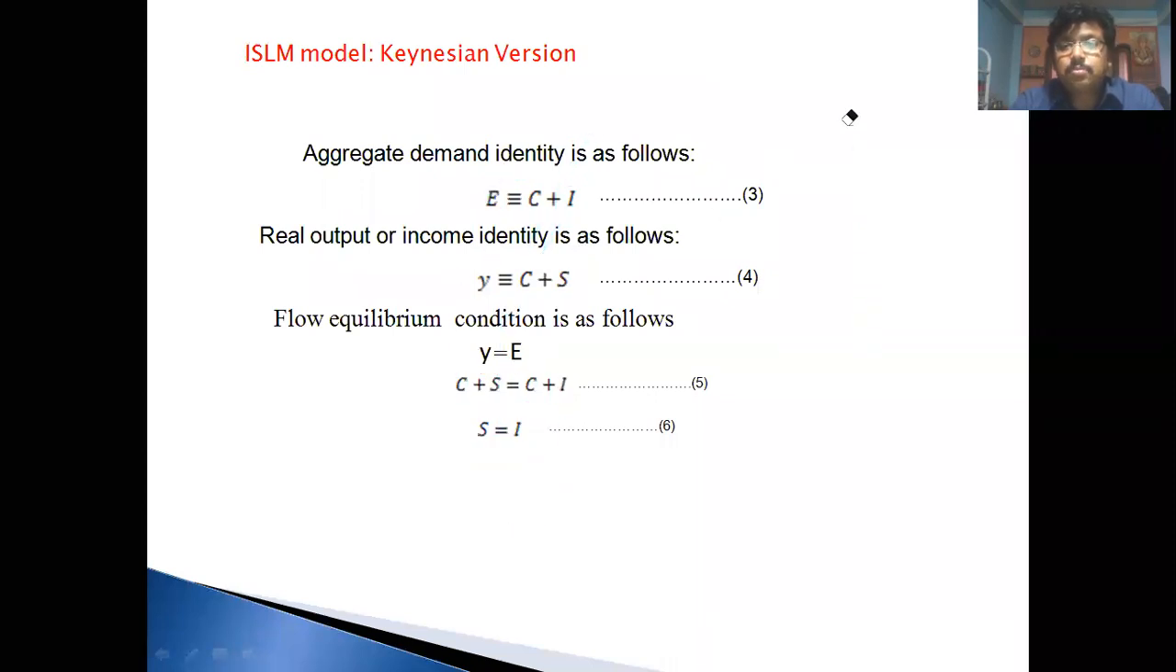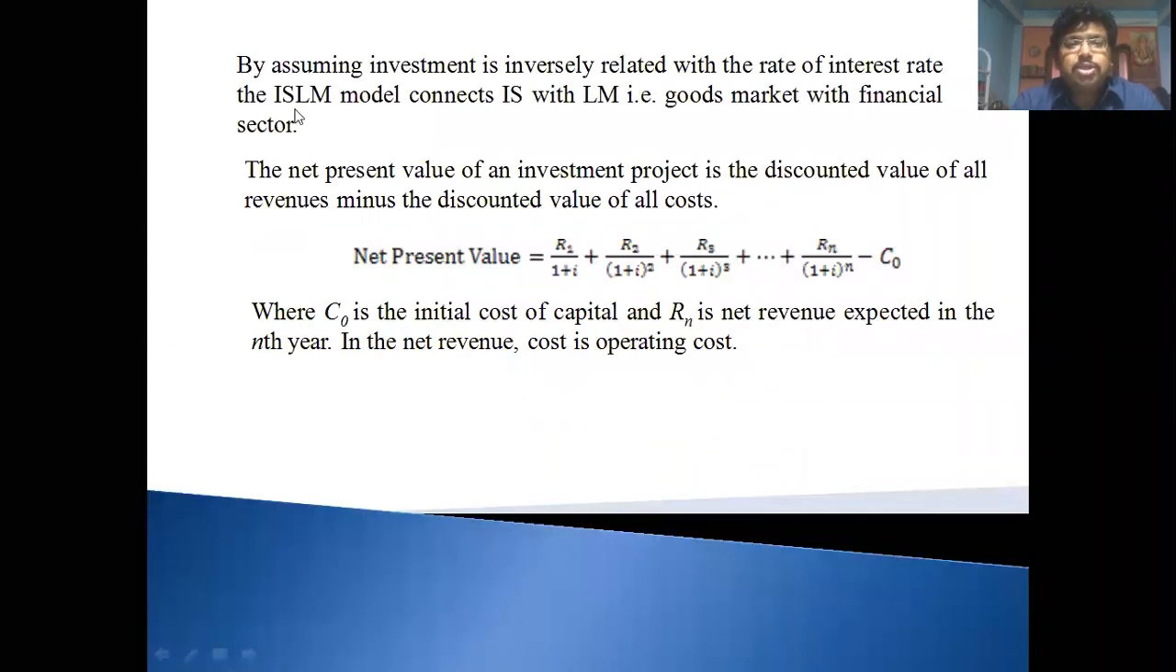Now, by assuming investment is inversely related with the rate of interest, the ISLM model connects IS with LM, that is, the goods market with the financial sector.